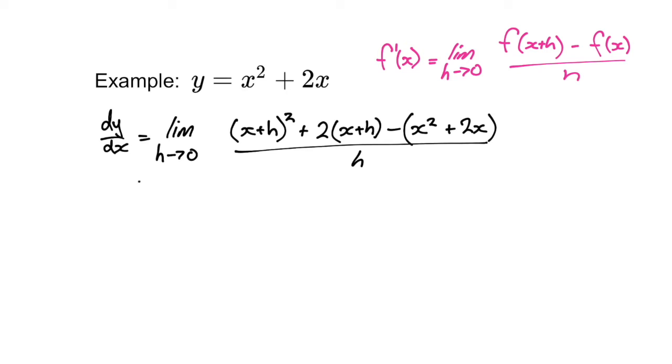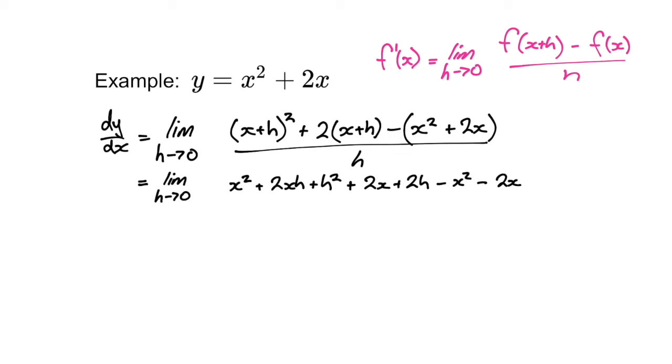So expanding this out gives us the limit as h tends towards 0. The x plus h squared here is going to give us x squared plus 2xh plus h squared, plus 2x plus 2h, minus x squared minus, because we have a positive and a negative, and those together give us a negative 2x. Now we put all of that over h.